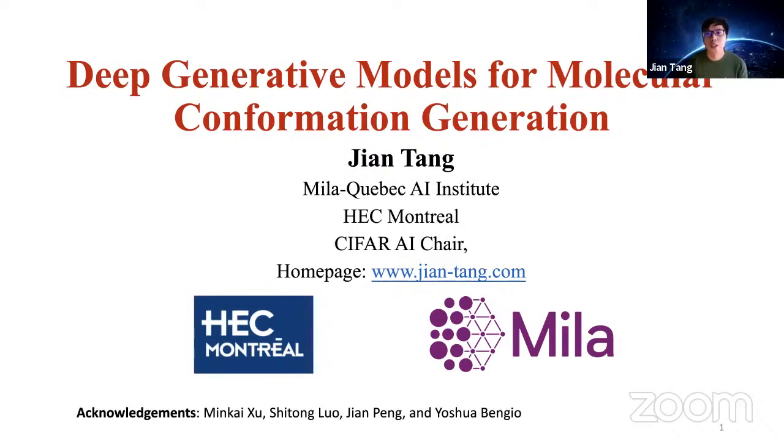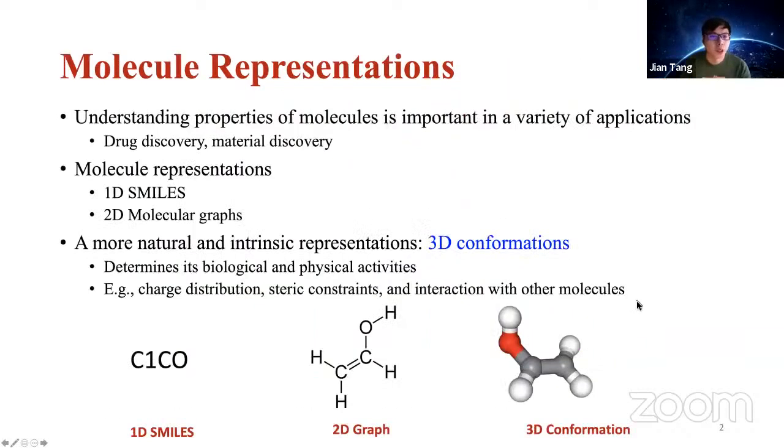So today I'm going to talk about our recent progress in molecule modeling, specifically how we can develop deep learning models for molecule conformation generation. Molecule modeling is a very fundamental problem in many applications, like drug discovery and material discovery. For example, we want to predict the properties of molecules. Traditionally, molecules are represented with a 1D SMILES string. Recently, we see huge progress in representing molecules as two-dimensional molecular graphs.